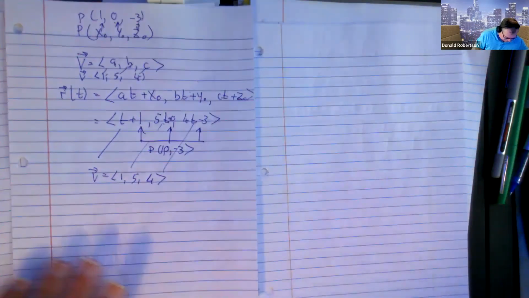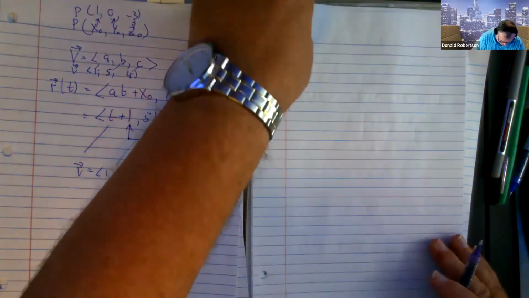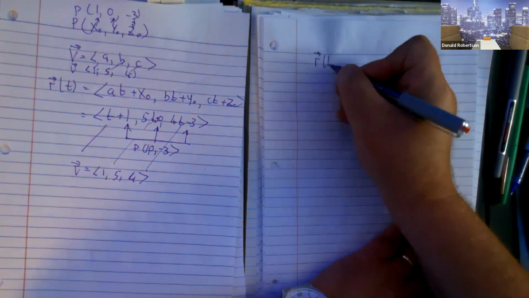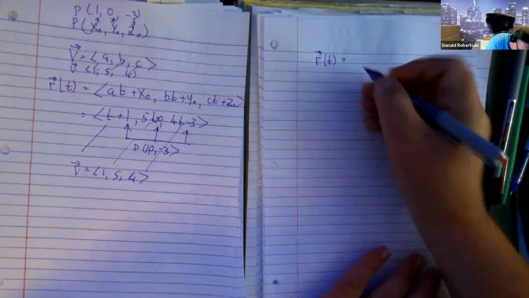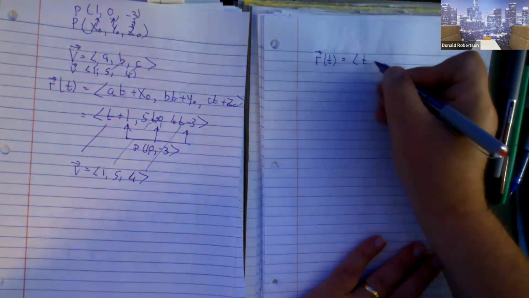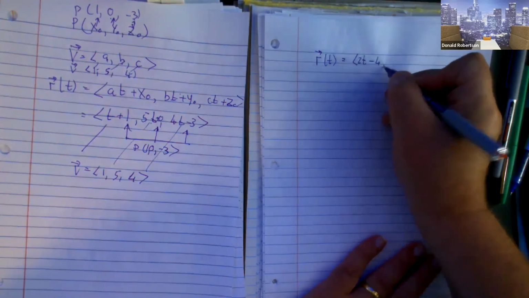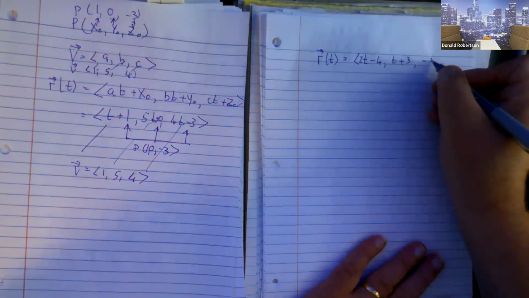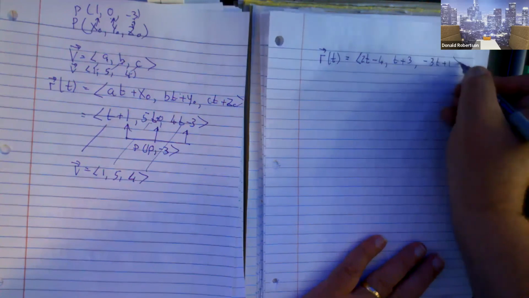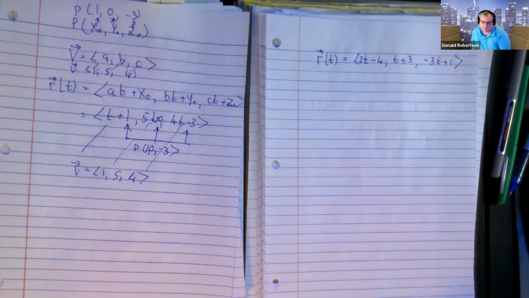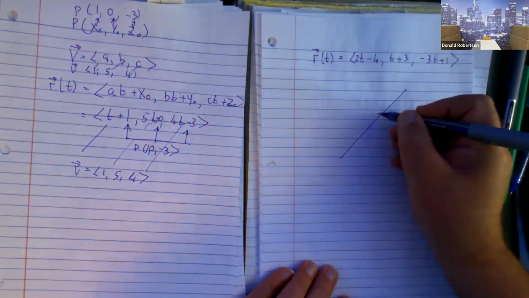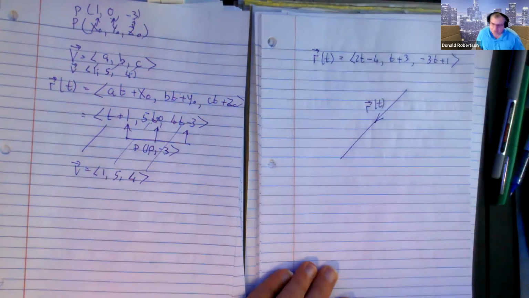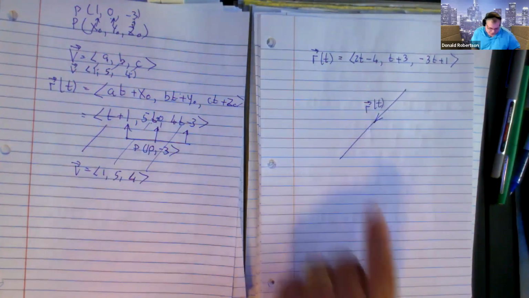So for our last question for today, suppose I have found the equation of a line. And it's 2t minus 4, t plus 3, and -3t plus 1. And can you imagine this is the line they're talking about, right? It's going on forever.